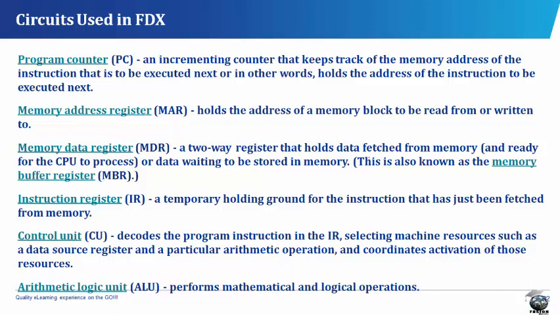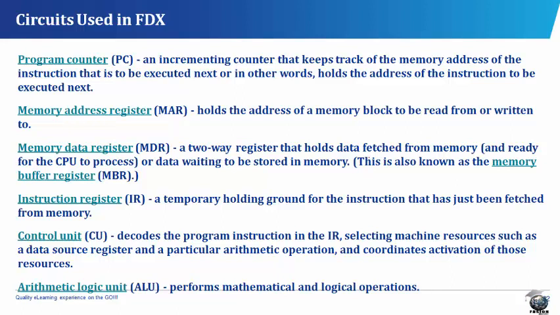We also have the MAR, as it said before, it means the memory address register. This holds the address of a memory block to be read from or written to. We also have the MDR, the memory data register, which is a two-way register that holds data fetched from memory and ready for the CPU to process, and also data waiting to be stored in memory. This is also known as the memory buffer register, or MBR.